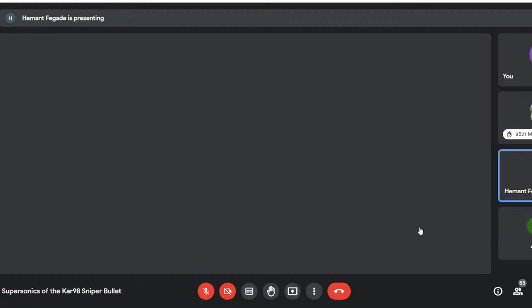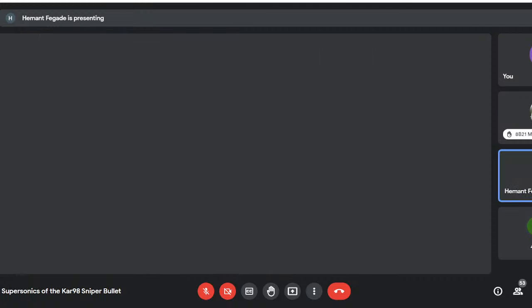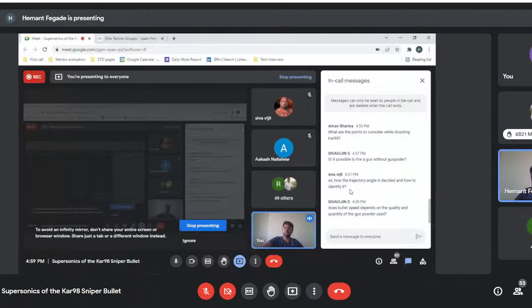It depends on the quality and the quantity of gunpowder used. The quantity of gunpowder depends on the kind of gun you're using, and that actually depends on the range you are firing at. So everything comes down to the operating range you have. If you are firing at 1,000 yards, or let's suppose 1,000 meters, you will have a longer caliber bullet which has more gunpowder in it, as compared to your normal gun, which has smaller caliber bullets with a very small portion of gunpowder.